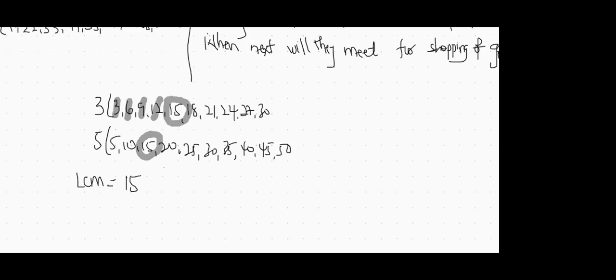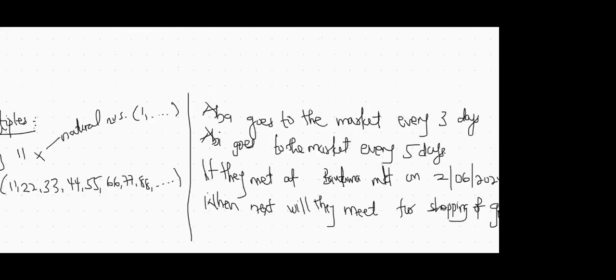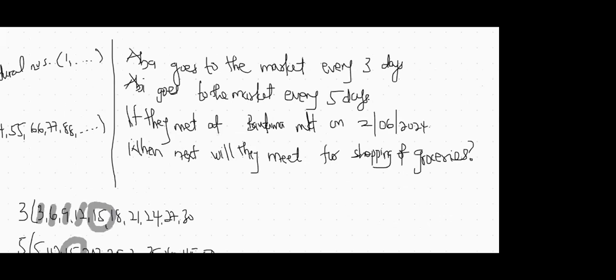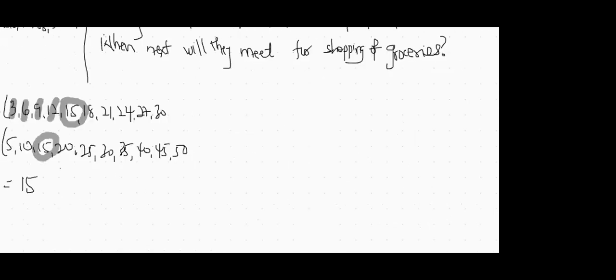Now, the question again. Abba goes to the market every 3 days. Abby goes to the market every 5 days. And they met on 2nd June. We are going to solve it together, don't worry.